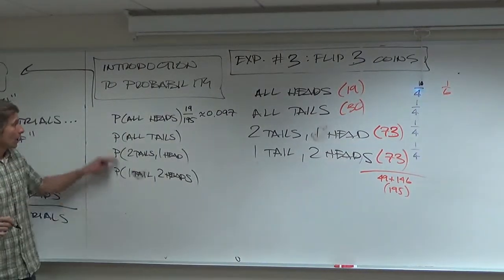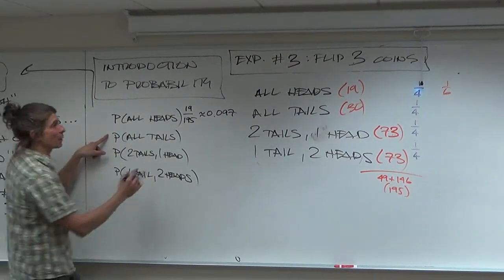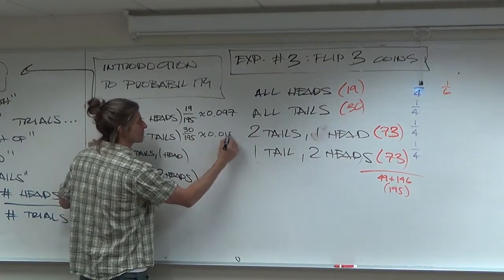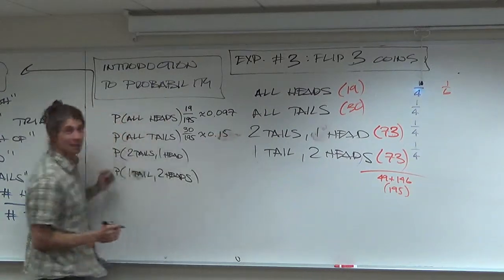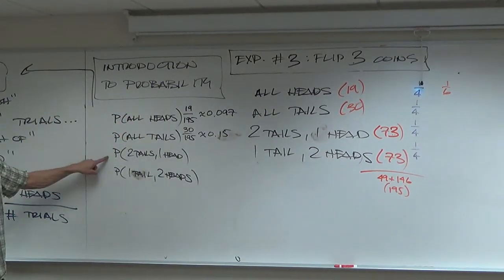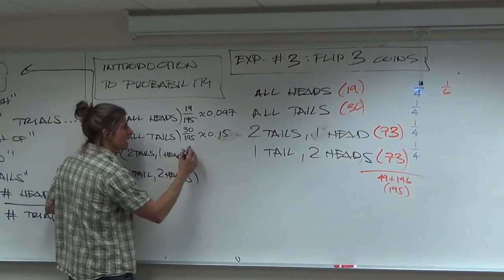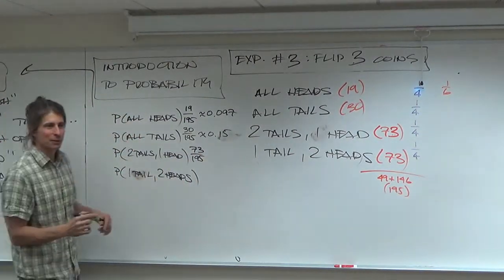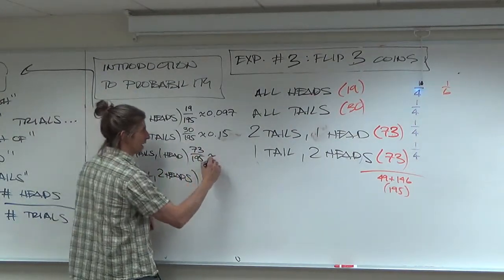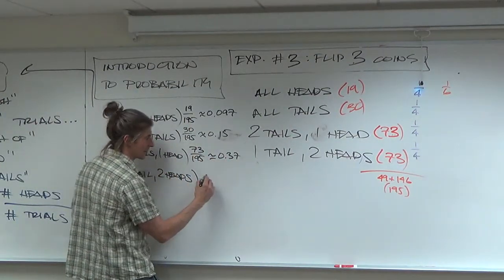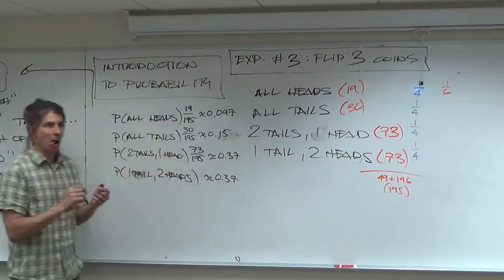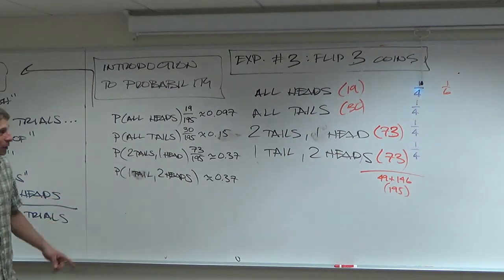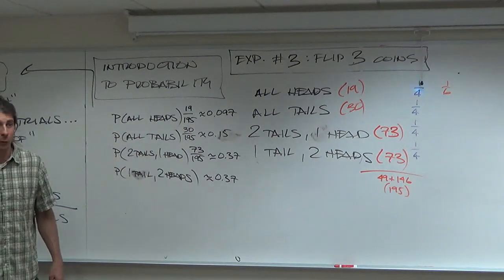Trying to do too much math in my head. It's a bad idea. All tails, that was 30 out of 195. 0.15? 15%? That makes sense. About 50% more. 2 tails and 1 head is 73 out of 195. 0.37. Thank you. I was going to say it's like 3/8 because that's like 75 out of 200. And this also is going to be the exact same thing, isn't it? The exact same number. So what it looks like to me is that my original guess of 1/4, 1/4, 1/4, and 1/4 is absolute crap.